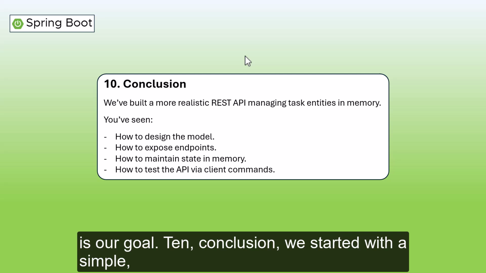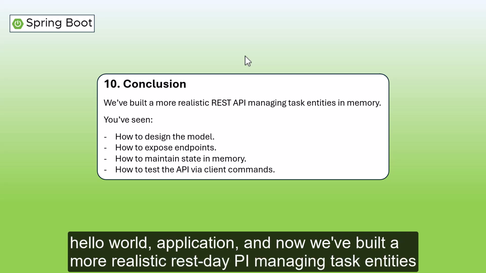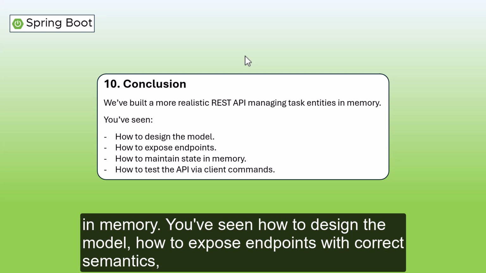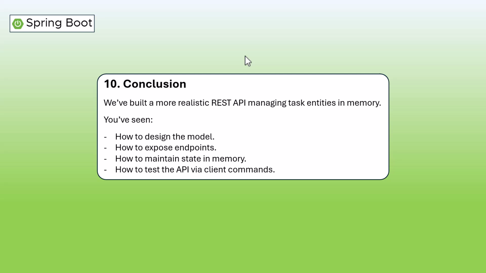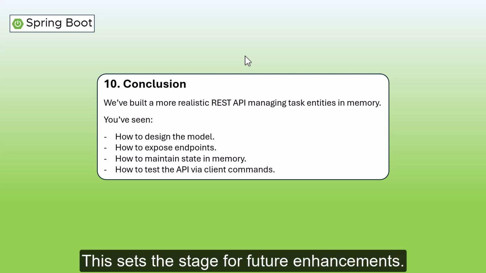10. Conclusion. We started with a simple Hello World application, and now we've built a more realistic REST API managing task entities in memory. You've seen how to design the model, how to expose endpoints with correct semantics, how to maintain state in memory, and how to test the API via client commands. This sets the stage for future enhancements.